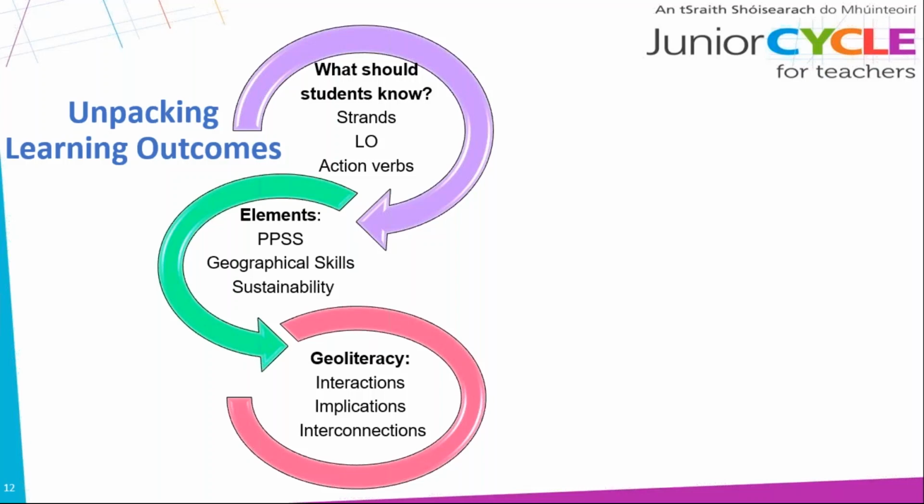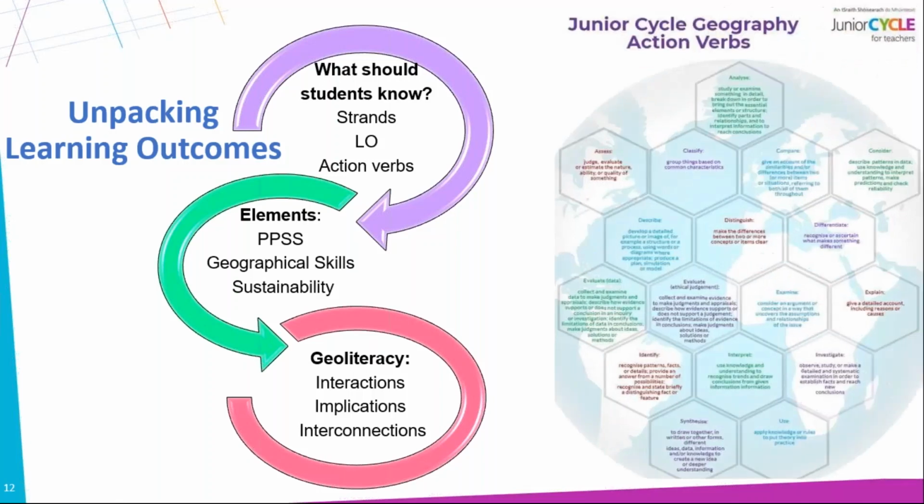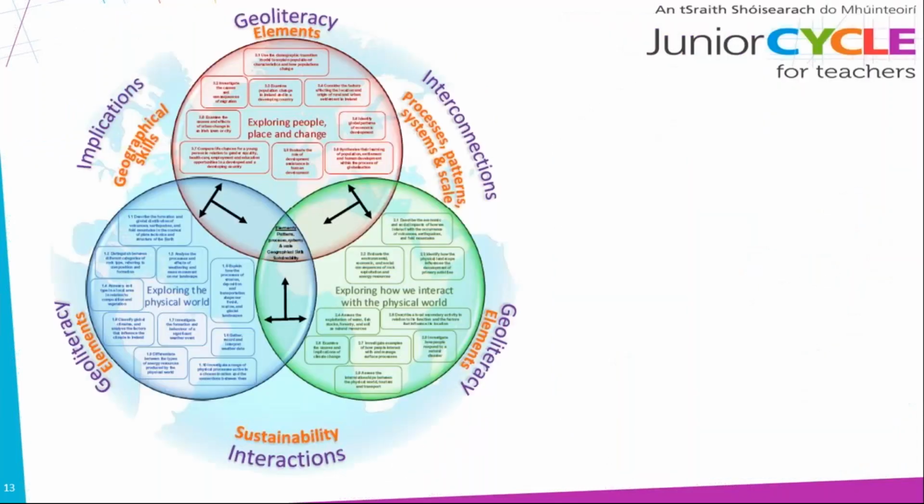Another part to consider is what opportunities there are to develop geoliteracy within the learning outcome. What you can see here is the JCT Geography Action Verb poster available on the Geography Resources section of the JCT website. It contains the specification's definition of each of the action verbs that are used in relation to the 28 geography learning outcomes. On this slide, you can see the JCT Geography Learning Outcomes poster. It can also be downloaded from the Geography Resources section of the JCT website. In the poster, you have all 28 learning outcomes split into the three strands.